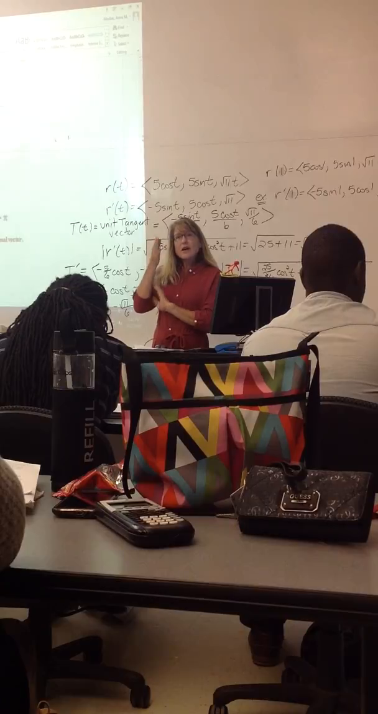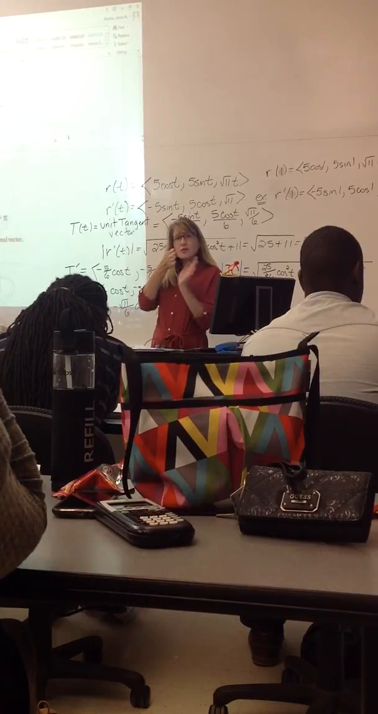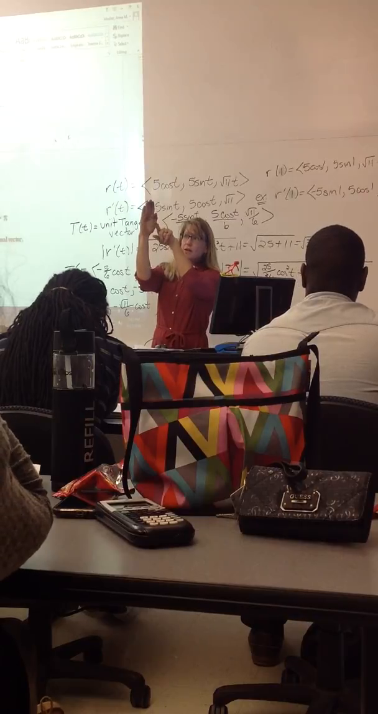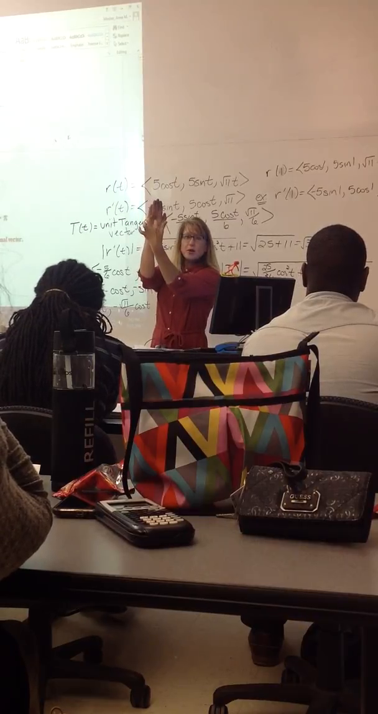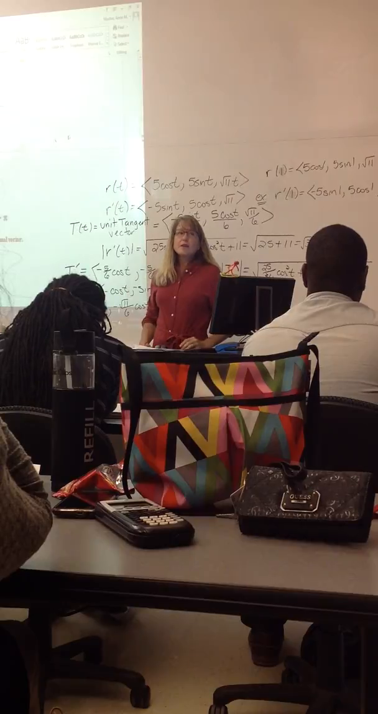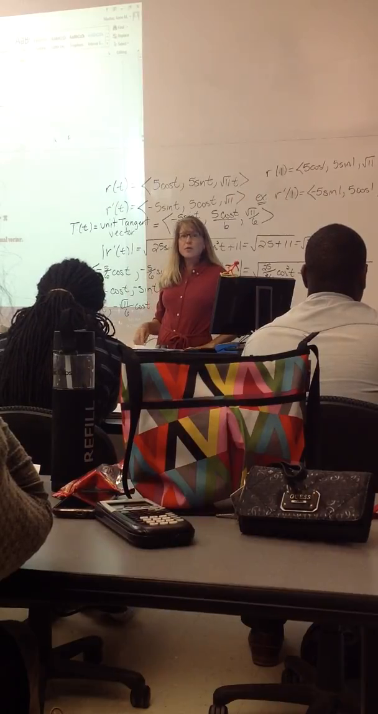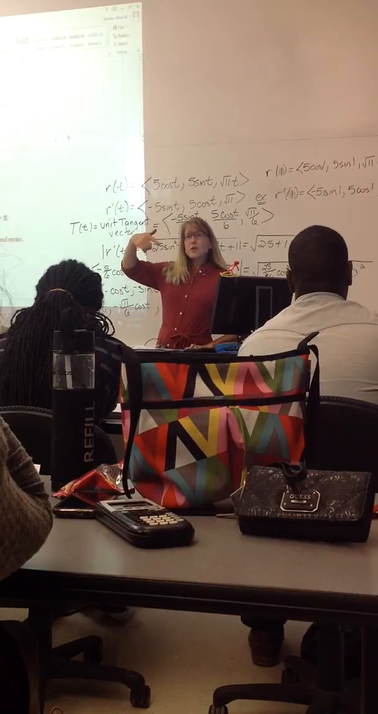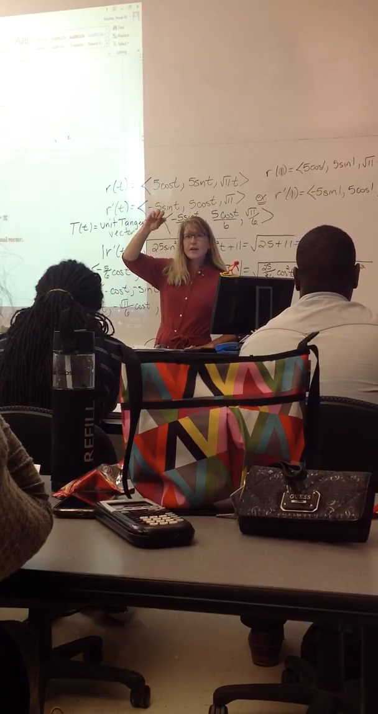Then there's a second vector that points kind of into the curve. So if your curve's going like this, it's pointing directly perpendicular into the curve. And we call it the normal vector or the unit normal vector. You find it by taking the derivative of the one you just found and make it a unit vector.